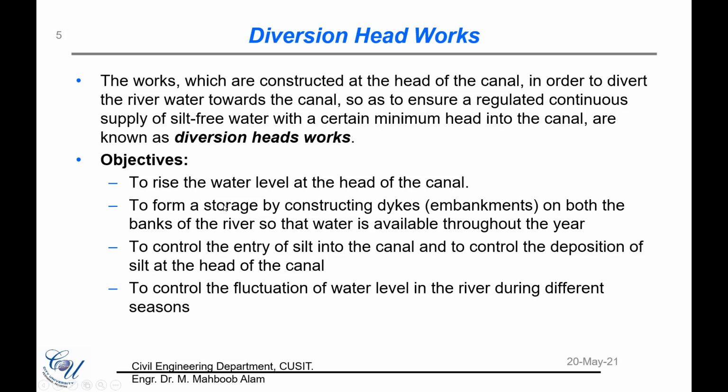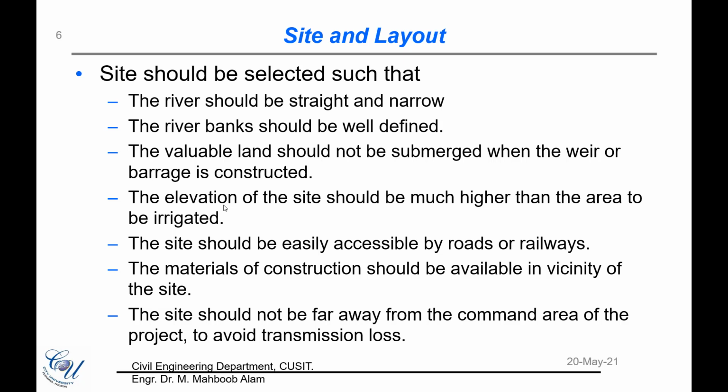The objective is also to control the entry of the silt and also to control the deposition of silt at the head of the canal, and then to control the fluctuation of water level in river during different seasons. And it is important to maintain the water level, because if the water level is maintained, then we'll be readily sure that the water is reaching the tail end. Otherwise, we would be having a problem of water not reaching to the people where it is required or to the areas where it is required.